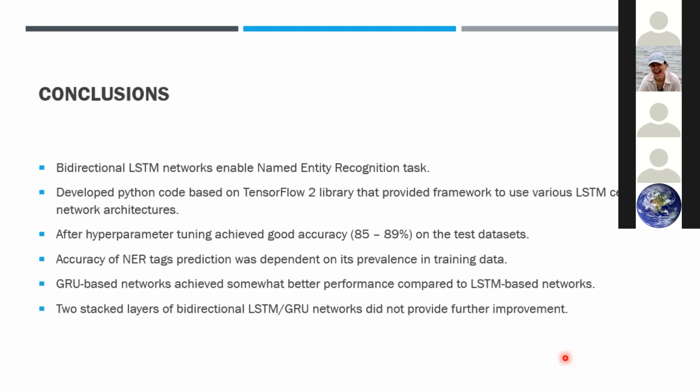After hyperparameter tuning, we achieved good accuracy between 85–89% on the test data sets. And the accuracy of our tagging was pretty strongly dependent on the prevalence in the training data, which is not surprising. GRU-based networks achieved somewhat better performance compared to the standard LSTM cell-based networks, and stacking 2 layers of bidirectional LSTM networks did not provide any further improvement.